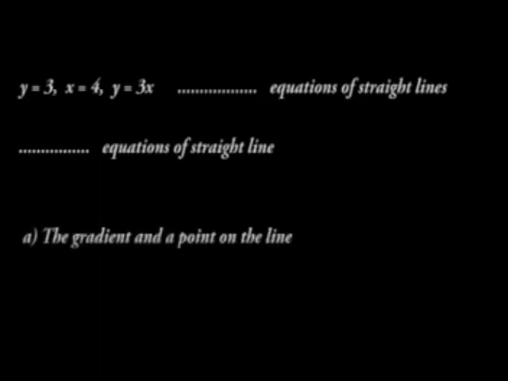Equation of a straight line. In Form 1, we saw the equations of the form y is equal to 3, x is equal to 4, y is equal to 3x, and call them equations of straight lines. How do we obtain equations of straight lines? We can get the equation of a straight line if we have any of the following. A, the gradient and a point on the line, and B, 2 points on the line.